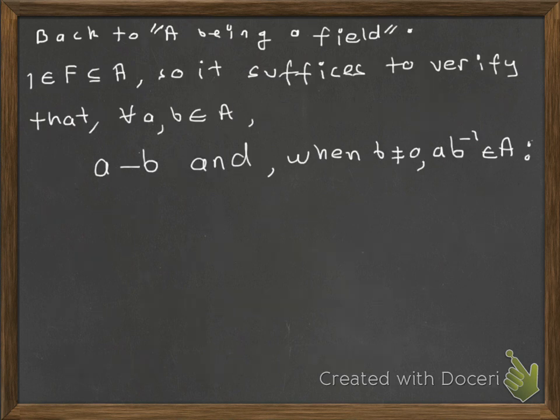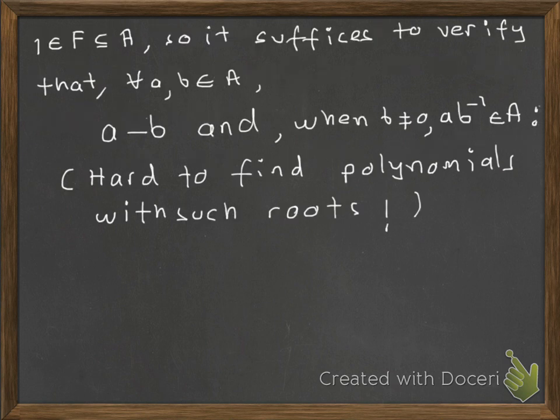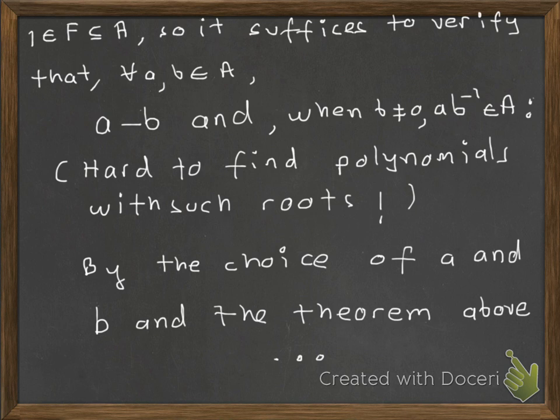Okay, let's use it in the proof that A is a field. First of all, A is non-empty because 1 is in it. Okay, that was technically necessary. You take two elements of A, call them A and B, and try to prove that A minus B and AB inverse, when B is non-zero, are also elements of A. Now you can appreciate the difficulty of doing this directly by using the definition of A, because you would have to find two polynomials with A minus B and AB inverse as their roots, which is a hard thing to do. But instead, we will follow a more devious but more effective route, by using our observation.